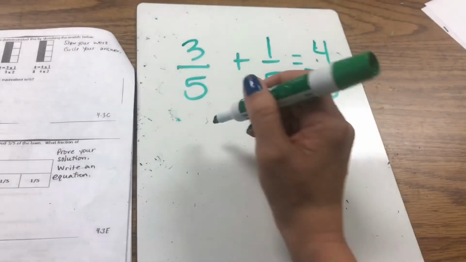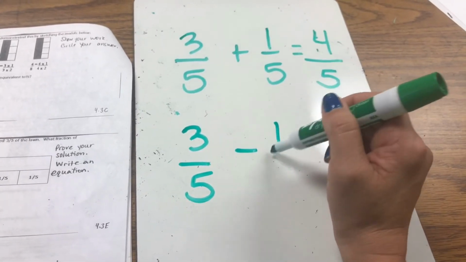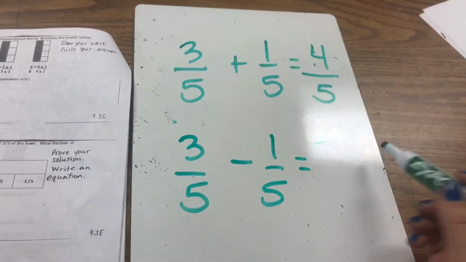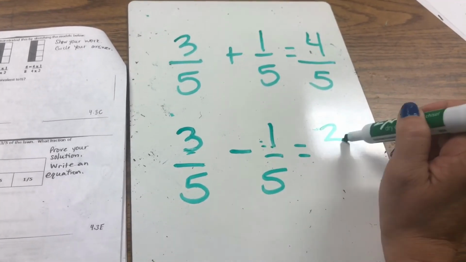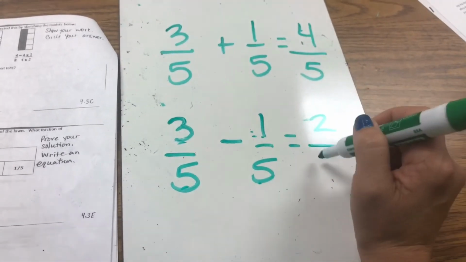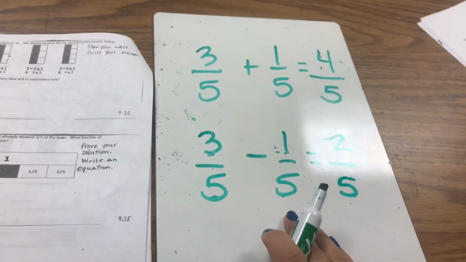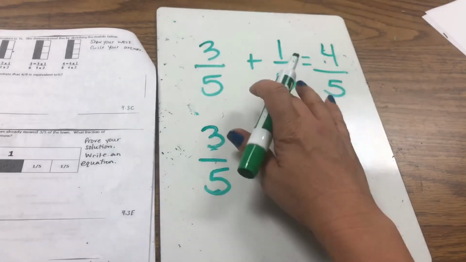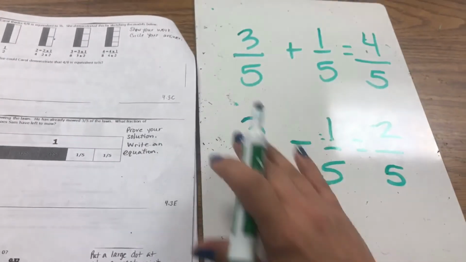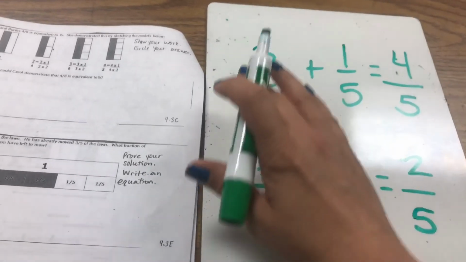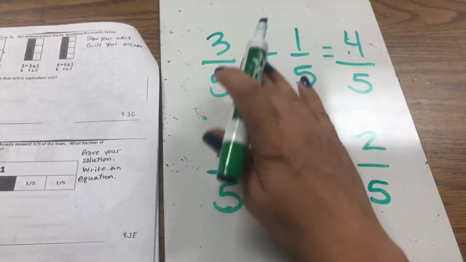If we're subtracting, though, it's the same concept, except this time we're subtracting the numerator. 3 minus 1 is 2. And the denominator stays the same, so our answer would be 2/5. Okay? Now, the key in adding and subtracting fractions in 4th grade is knowing the model that represents that, a picture model. So in this problem right here, how could you use a picture model to represent that?